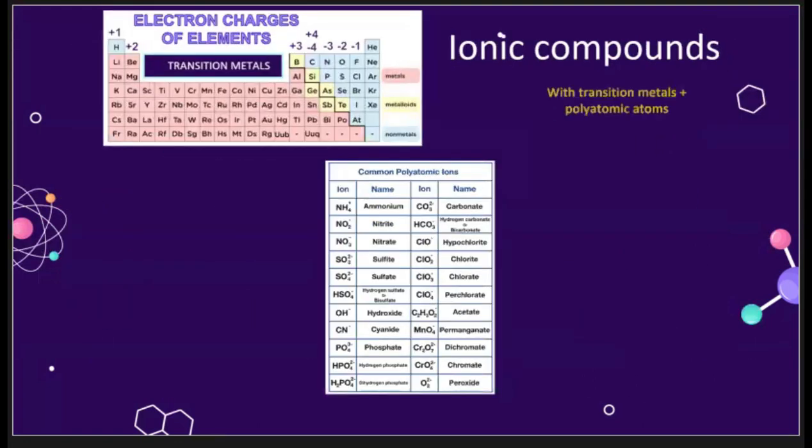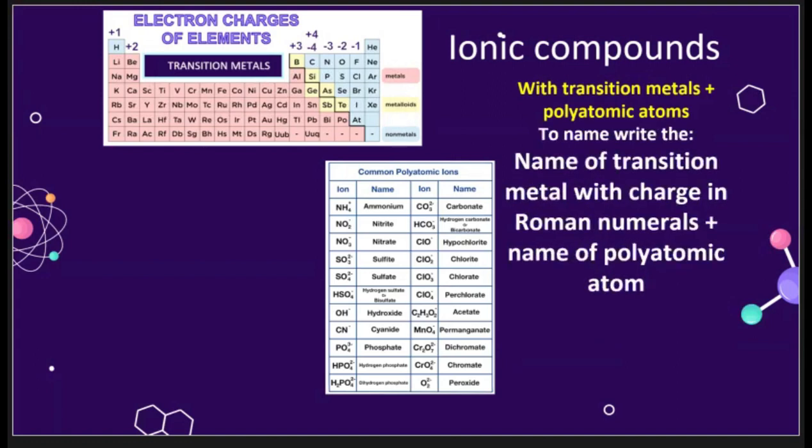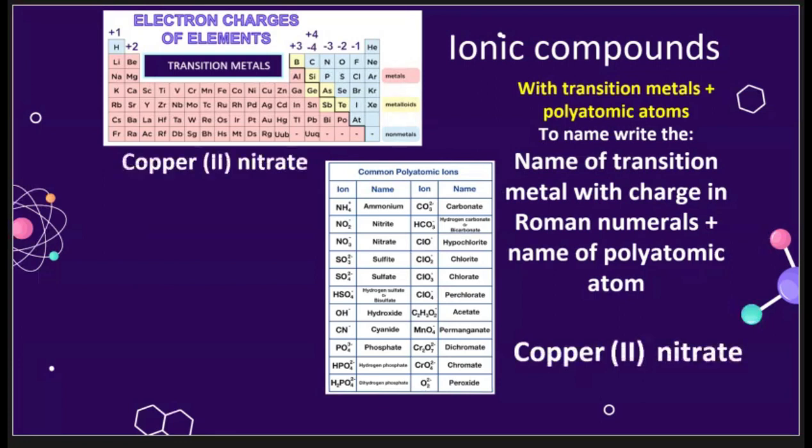Next one is naming ionic compounds with transition metals plus atomic ions, polyatomic ions. So, sige naman kanina, identify the name of the transition metal plus its charge or Roman numeral plus the name of the polyatomic ion. For example, copper(II) nitrate. Copper here, having the Roman numeral 2, has a positive 2 charge.